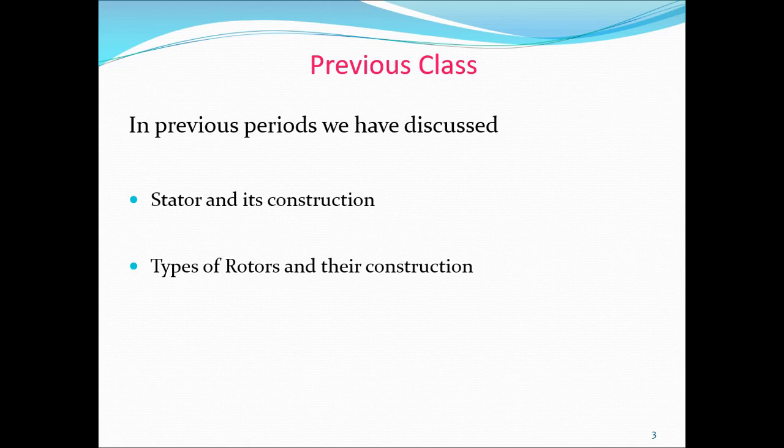So where the salient pole motor is used, as we discussed just now, what is the property of this one? They have a large diameter and short axial length. So the pole shoe covers two-thirds of the pole pitch. And as we know, to reduce the eddy current losses, the poles are laminated. If the poles are not laminated, then what happened? It produces very high losses.